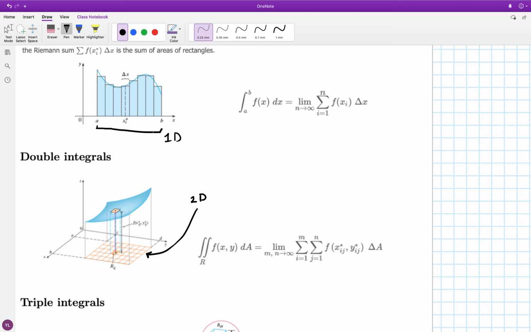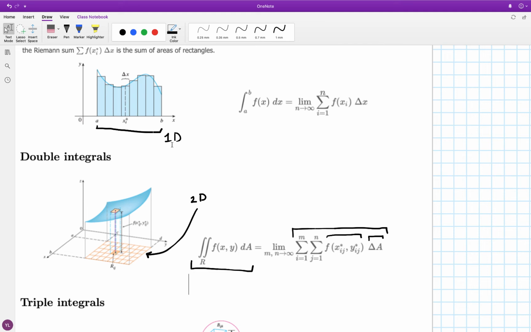Then I select a representative from each of the pieces. I use that to determine the height of a rectangular solid by plugging in that representative into the function. So here is the height that I get. And then I multiply that height by the area of the base, which in this case would be like a delta x times delta y computation. I form a Riemann sum by adding up all those volumes of rectangular solids, and then the double integral is defined to be the limit as the number of those rectangular solids goes to infinity. And we understand this double integral to compute the net volume between the surface f(x,y) and the xy plane.